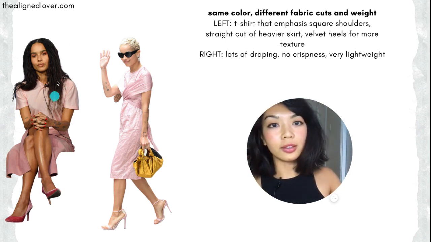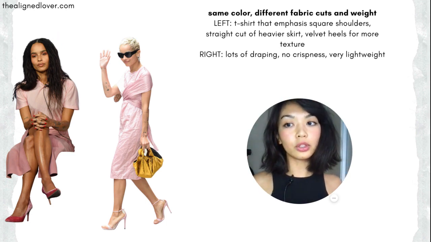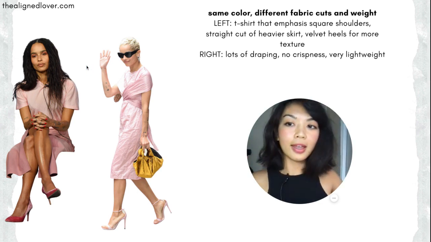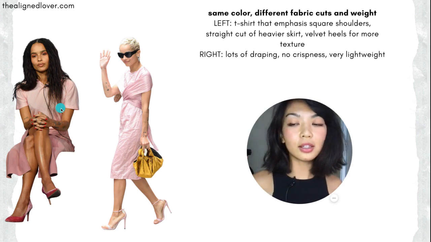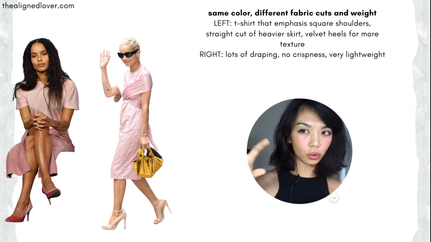So here on the left, we have this t-shirt that emphasizes the width of her shoulders. We have these nice kind of square sleeves. And we have this nice straight cut of the skirt. Yes, she is sitting down, but I can still see the shape of her body overall.